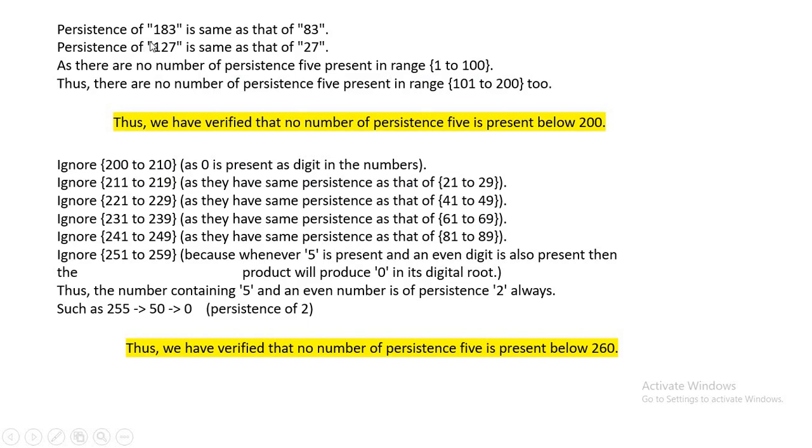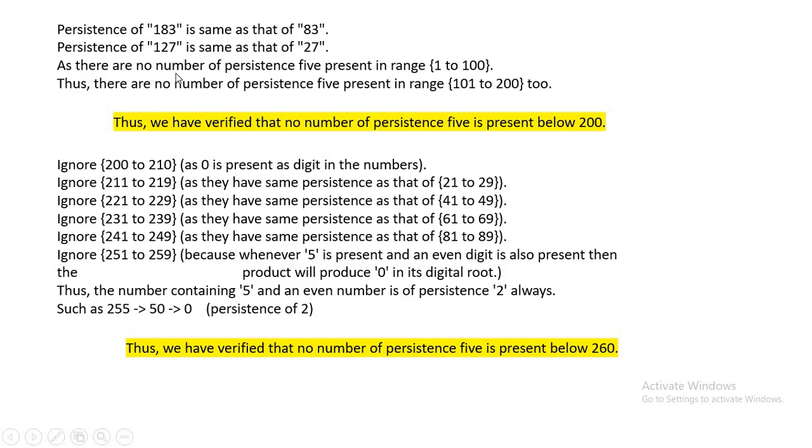Now the persistence of 183 is the same as that of 83. Why? Because whether we multiply by 1 or not, the persistence will be the same. So 183 will be reduced to 24, and 83 will also be reduced to 24. Similarly, 127 will be reduced to 14, and 27 will also be reduced to 14.